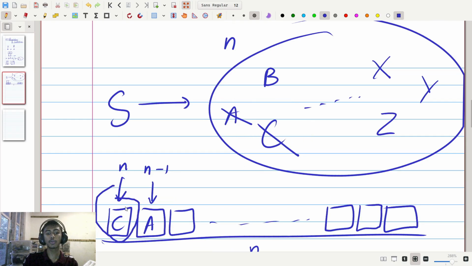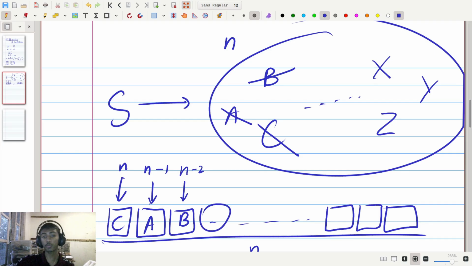One of them has gone into the first box, and one of them from the remaining has been sent to the second box. So considering the third box, we used to have n total items, now 2 of them are gone. So the number of choices we have for the third box is n minus 2. Let's say we put B in that one. Now that one's gone. The next box here would have n minus 3 total choices, since 3 of the items have already been chosen. The next box after that would have n minus 4 choices, and then n minus 5 choices, and so on downward.